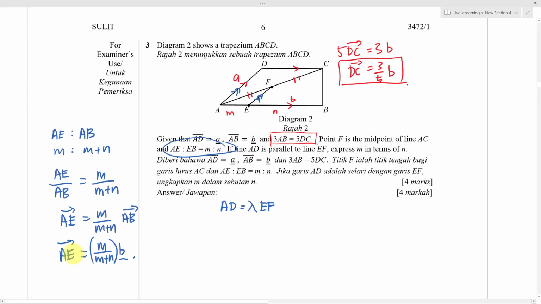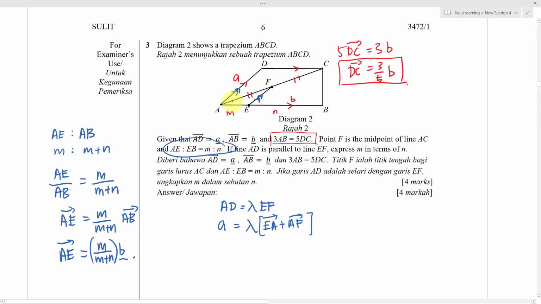Because later I might need to use it, so I just write out whatever vector I can find. Then I guess we can come back to this equation. So AD, do we have AD? Yes, we have AD, it's just A equals to lambda. Okay, what is EF? In order to get EF, of course I try to get some simple one, which is AE plus EF, so here should be EA plus AF.